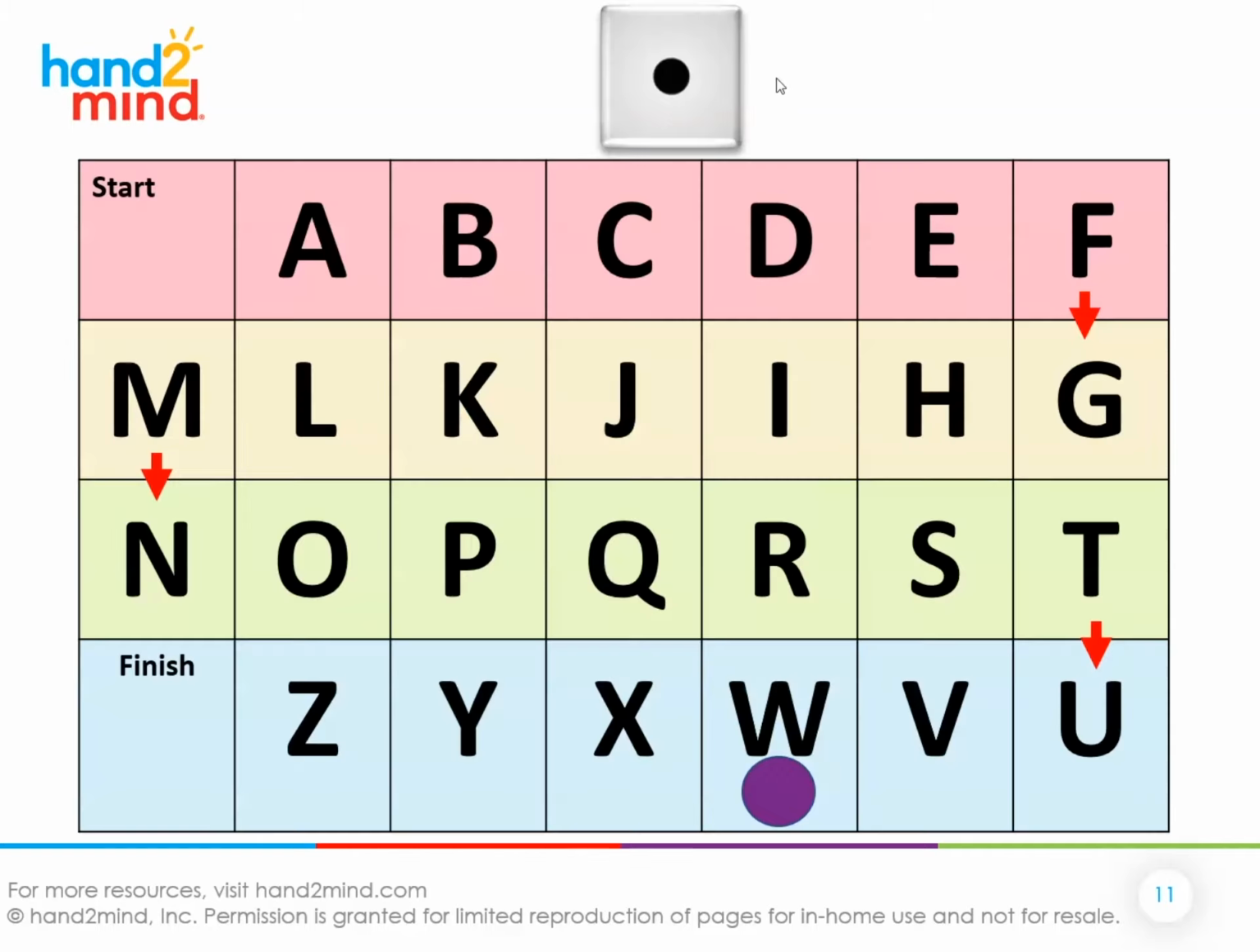Now let's roll our die. We rolled a 6. When I move my game piece, we've made it to the finish. You did a great job with today's game.